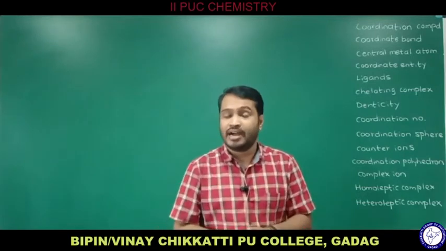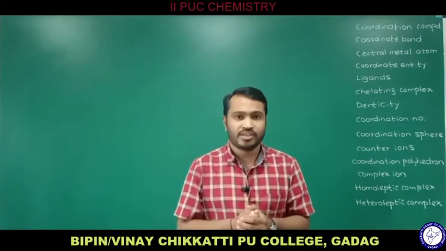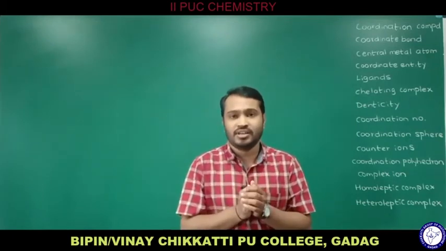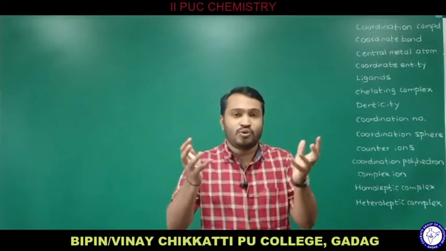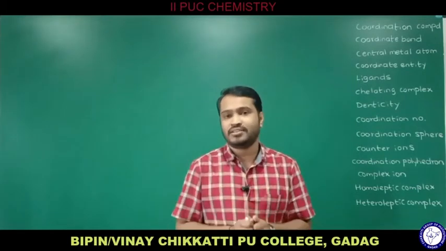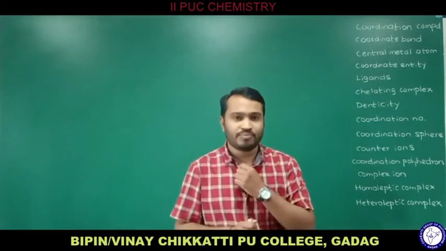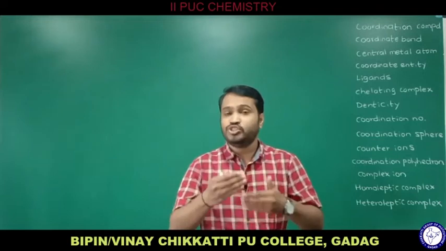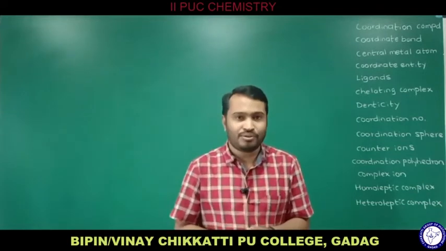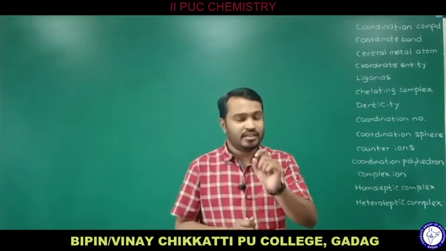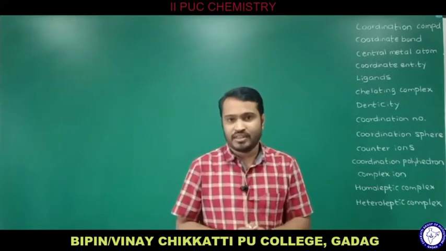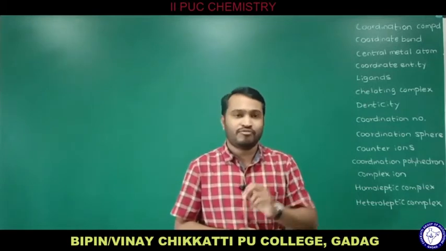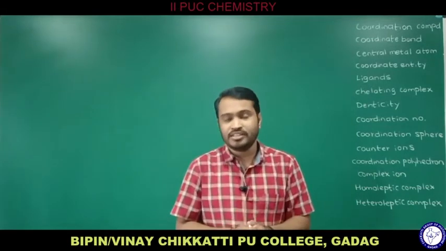Constituent particles may be atoms or molecules or ions. So the force of attraction present between the constituent particles, which holds the particles together, is called chemical bond. As we know, a chemical bond which is formed by mutual sharing of valence electrons of combining atoms is called covalent bond. A chemical bond which is formed by transfer of valence electron from one atom to another atom is called ionic bond.